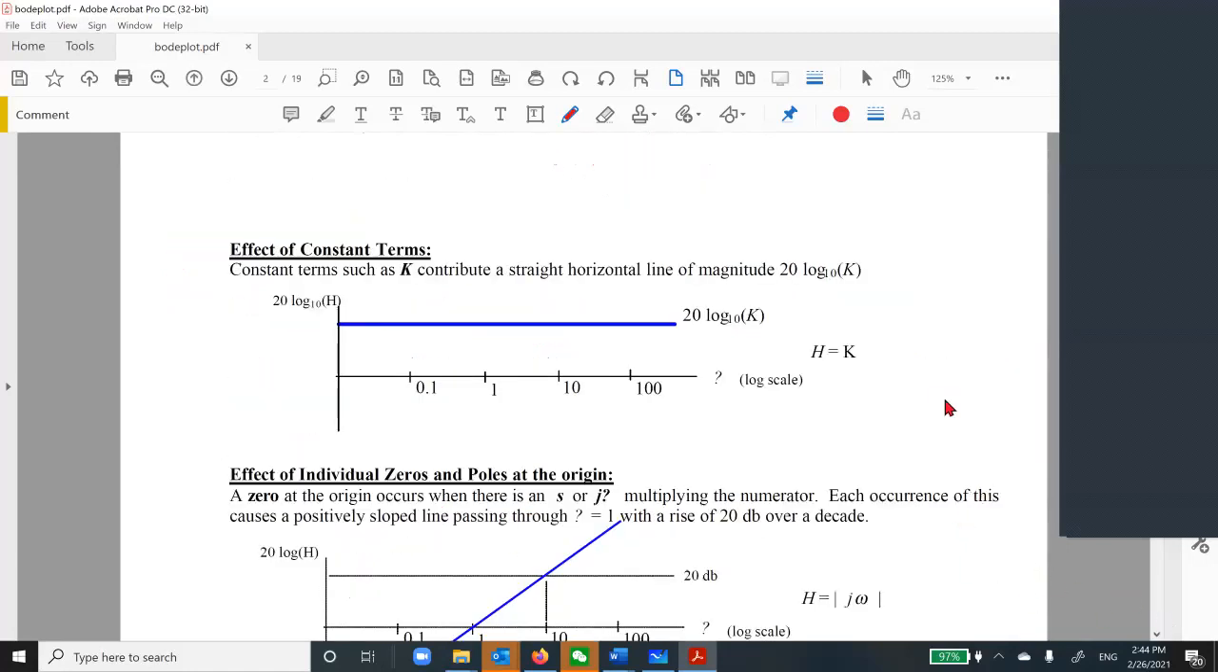The first one is the constant. This is omega in a log scale. You can see this is 10 times, 10 times, 10 times. This is called a decade, and this is another decade. So from 0.1 to 100, there are 3 decades.